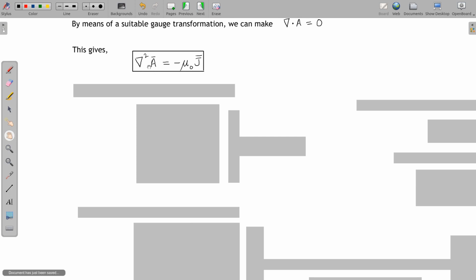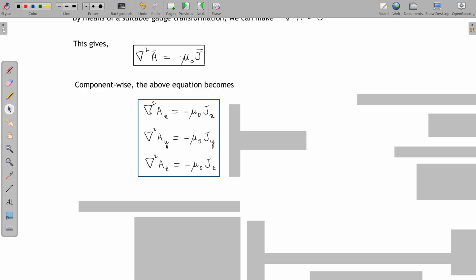Now A can be written in terms of its components Ax, Ay, Az, and J can also be written in terms of its components Jx, Jy, and Jz. So essentially this is actually a collection of 3 equations, one for each component. Component-wise we can write this down as 3 equations: one for the x component, one for the y component, and one for the z component. If you look at them, they look very similar to the Poisson's equation. So what is the Poisson's equation in electrostatics?